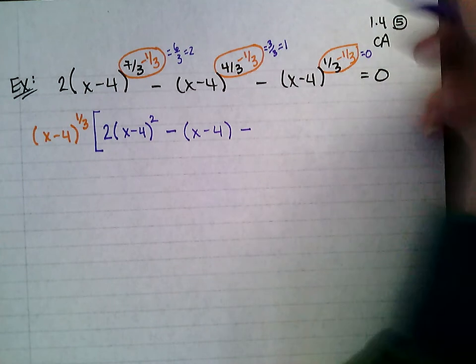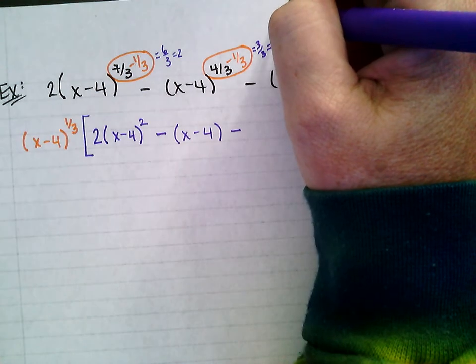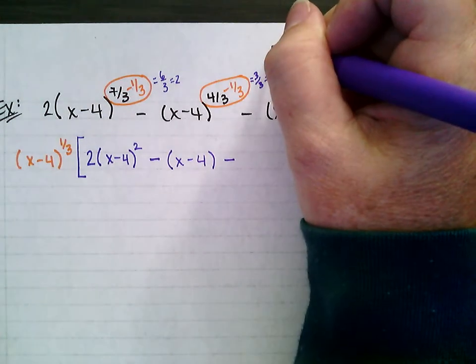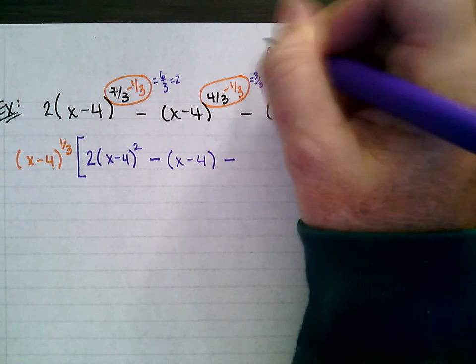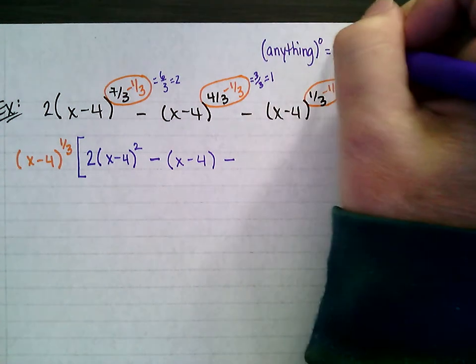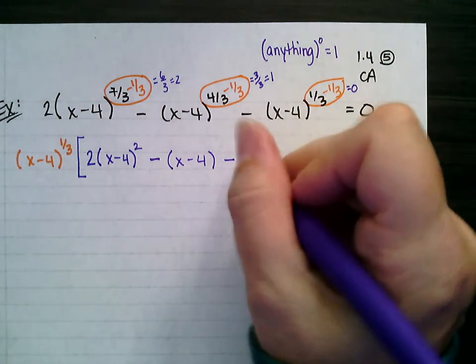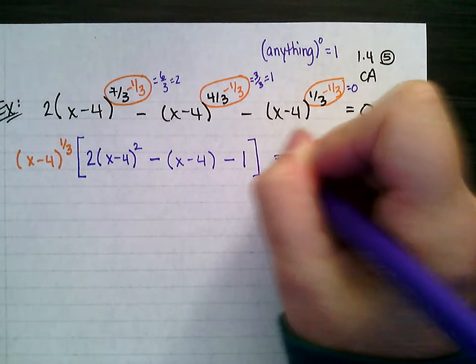I don't know if you remember this or not, but with some exclusions later in calculus, anything raised up to the 0 power is going to equal 1. So when I replace this x minus 4 to the 0 power, I'm replacing it with 1 and then equals 0.